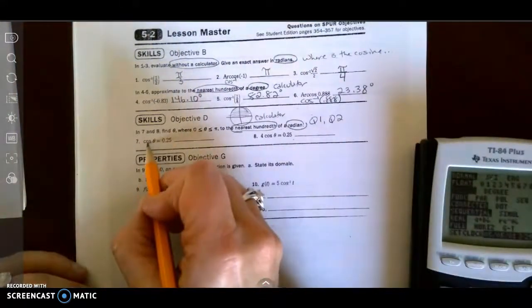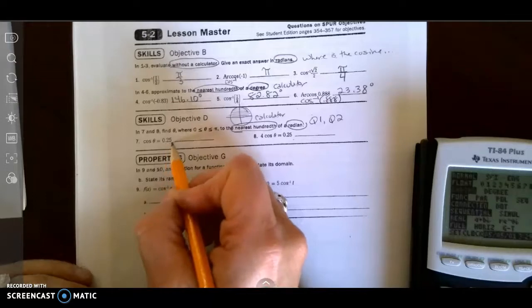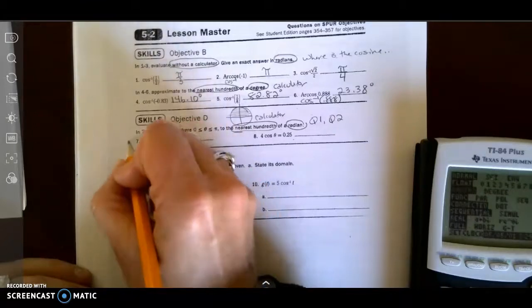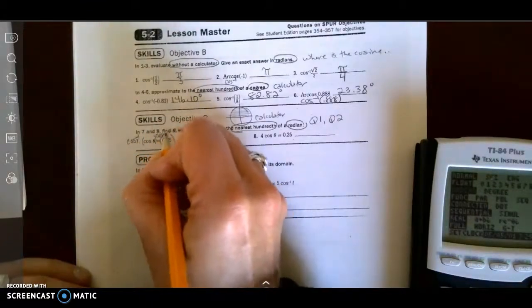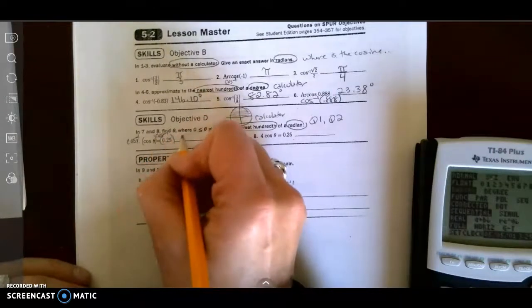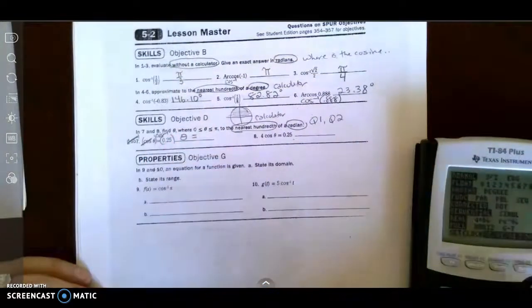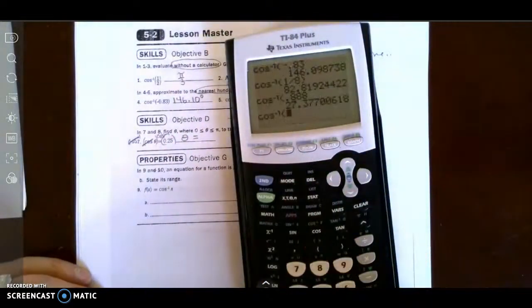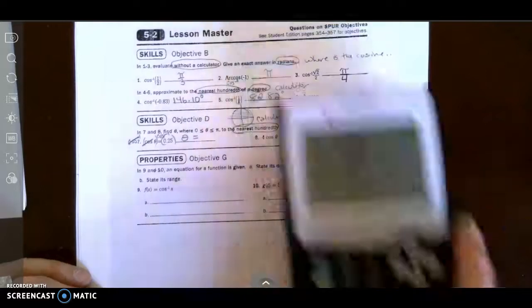All right, cosine of theta is 0.25. So since I'm solving for theta, I'm going to take the inverse cosine of each side, and I get that theta equals inverse cosine of 0.25, which is 1.32.